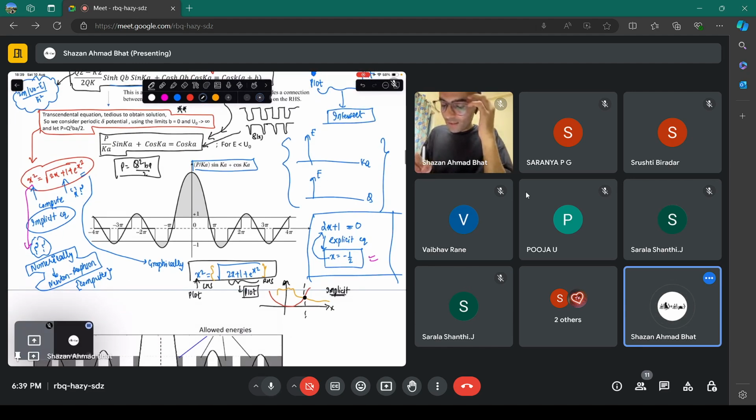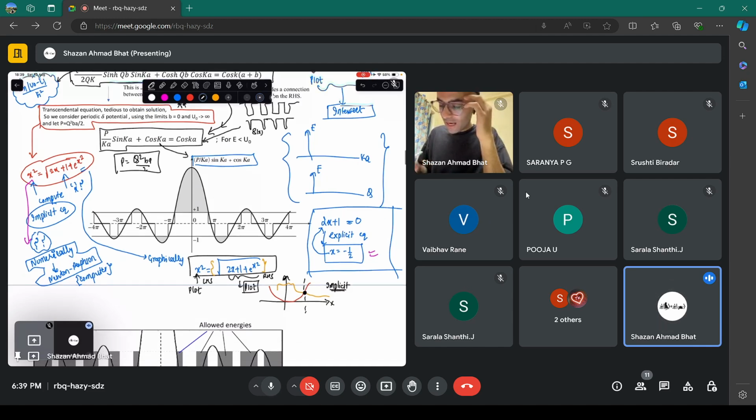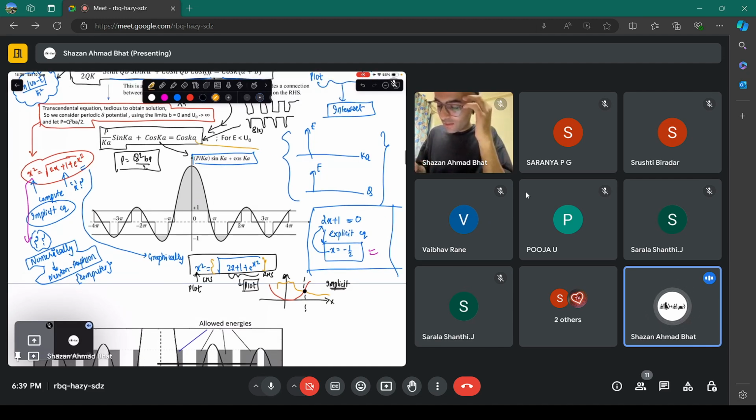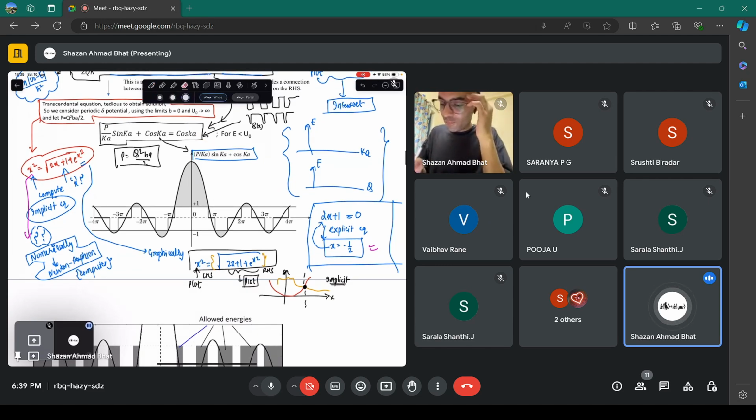Now you plot this particular left hand side of this equation here, and you plot the right hand side of this equation as x-axis. Oops, no, that's a mistake. What you do is that you plot the left hand side of this equation, which is this thing, over this graph, and you know the right hand side is cos of ka. Okay, this particular thing is here, ka.